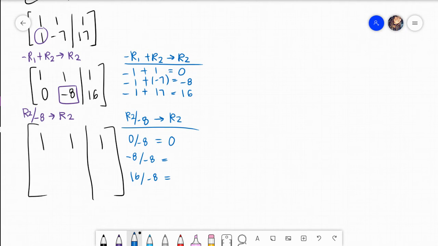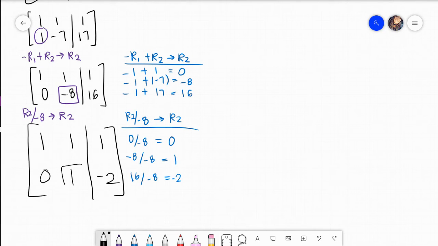0 divided by anything is 0. 8 divided by 8 is 1. Signs are the same, so it's positive. 16 divided by 8 is 2. Signs are different, so it's negative. That is now my new row 2, which is 0, 1, and a -2.